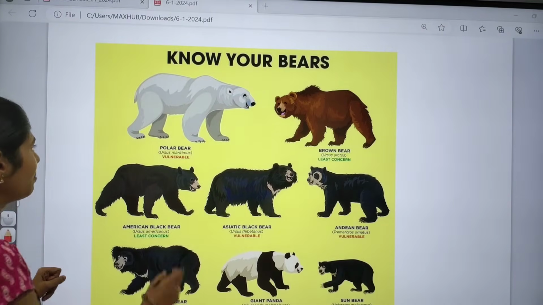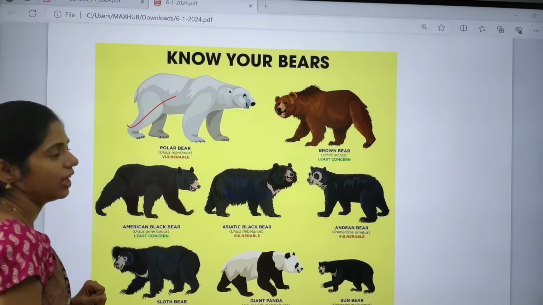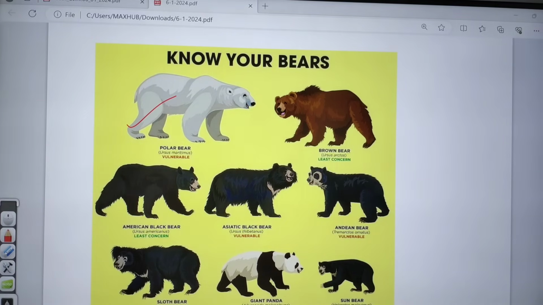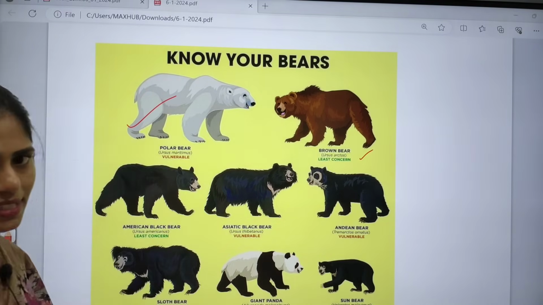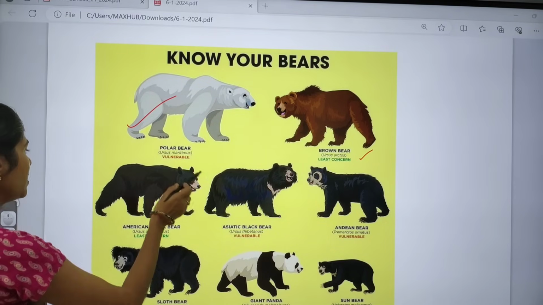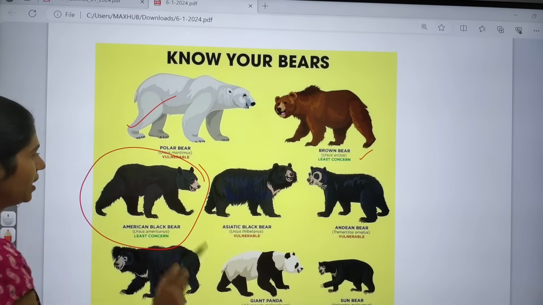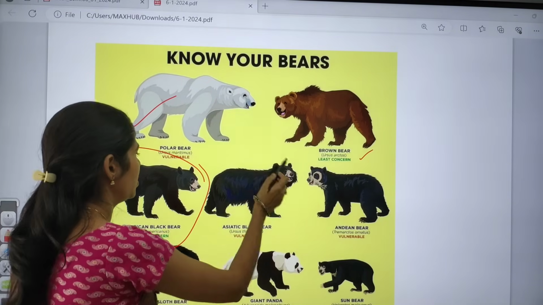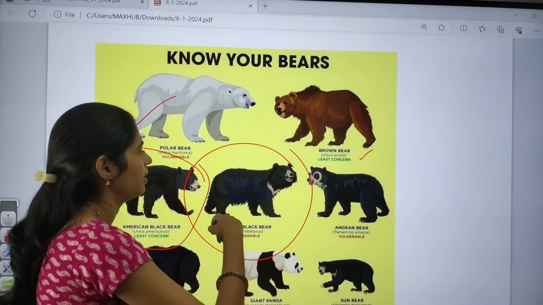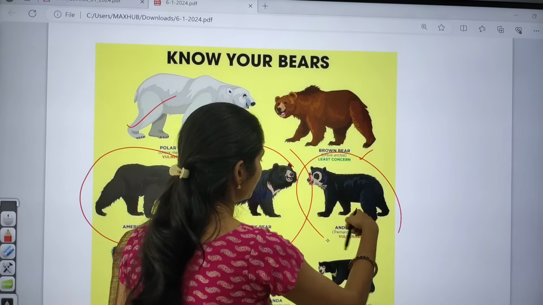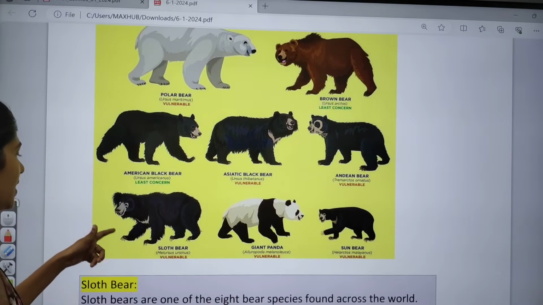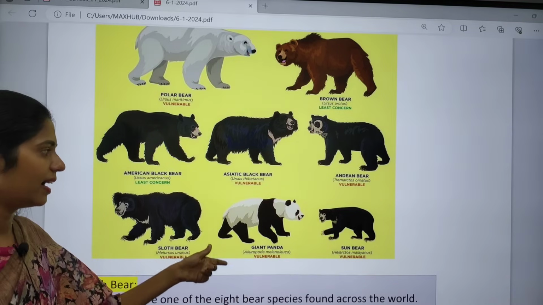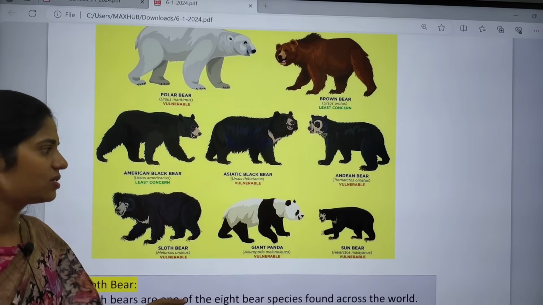We have the polar bear, which is white in color. The IUCN Red List status is vulnerable for the polar bear. Another bear is the brown bear, which is listed as least concern. Next is the African black bear, also least concern. The Asiatic black bear is vulnerable. The Andean bear is also vulnerable. The sloth bear is also vulnerable. Giant panda is vulnerable, and sun bear is vulnerable.